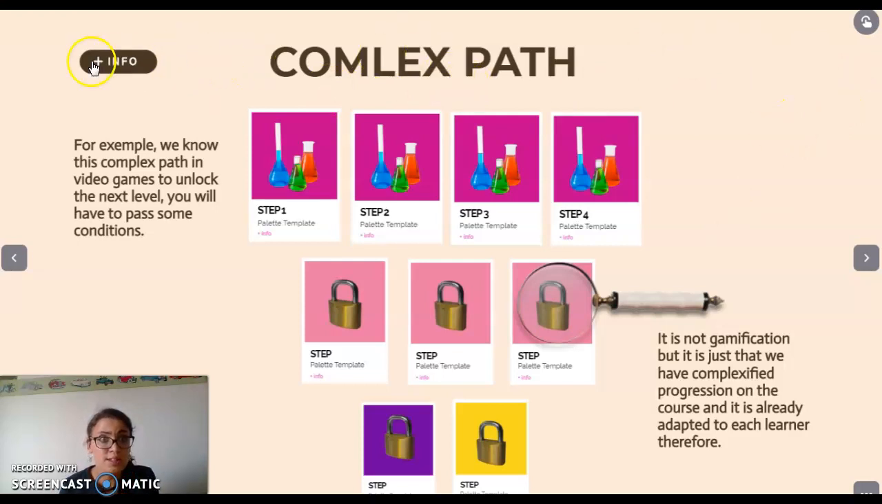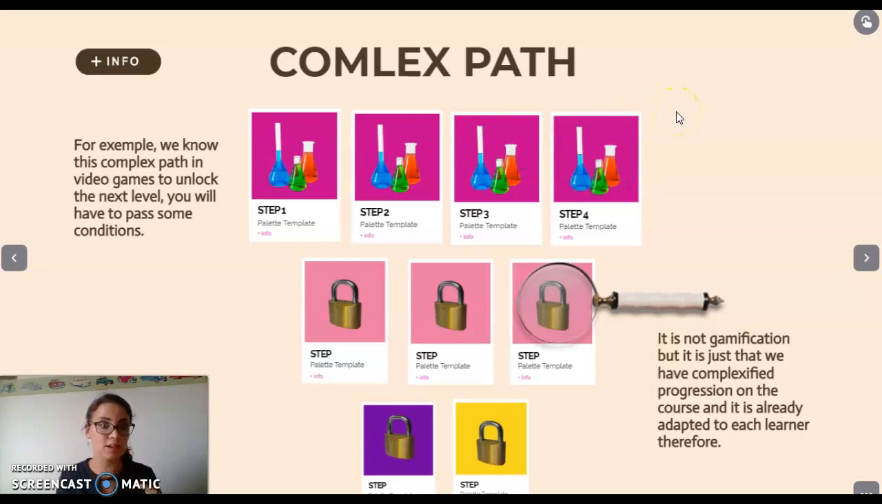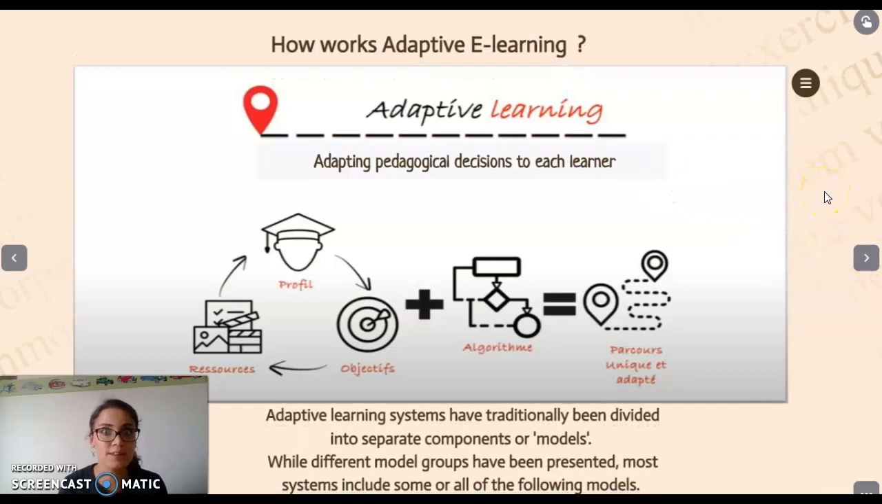This is the second one. And maybe I can say, yes, as I explained, a complex path is not exactly adaptive learning, but we can say it's related. It's not the same, but there is something in common. To start adaptive learning, we have to learn this path because it's important.